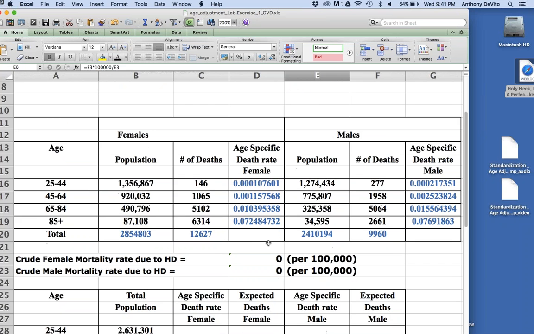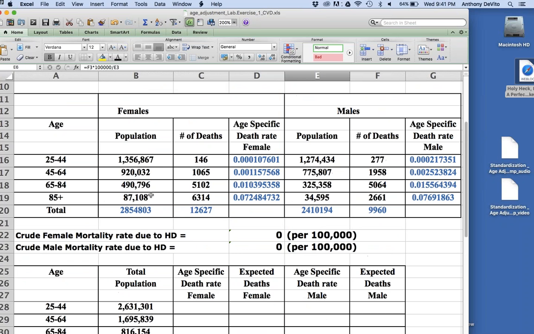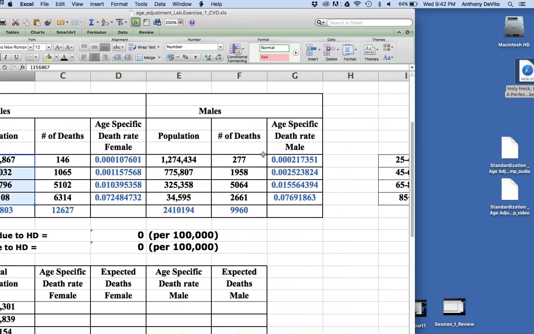Okay, so what's occurring here is that there is a difference in the distribution of these two populations. Females tend to live longer. So the female population that's over 85, for instance, the most susceptible population, is much larger than the male population is. There's a difference in the age distribution of these two populations. And that difference in the age distribution is confounding our understanding of what the real cardiovascular disease rates are in these two populations.